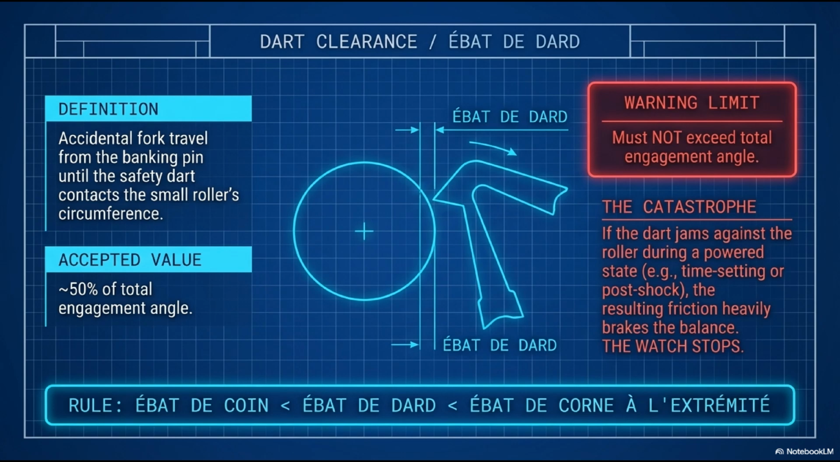Warning limit: dart clearance must never equal or exceed the total engagement angle. If it did, the dart could potentially pass through the safety notch in the small roller under shock conditions, finding no solid surface, and the fork would be free to travel to the reversal position. Complete safety bypass. Correction: if dart clearance is too large, the dart needs to be lengthened. If too small, shorten it carefully on a fine Arkansas stone, cleaning and deburring, measuring after each pass.